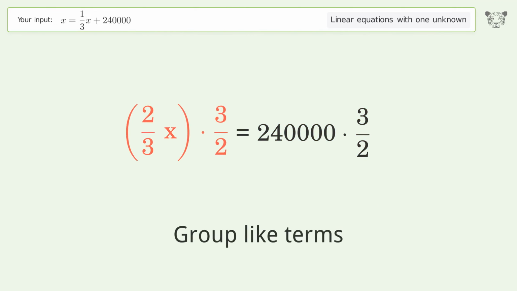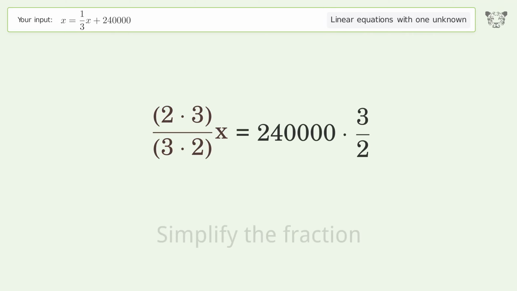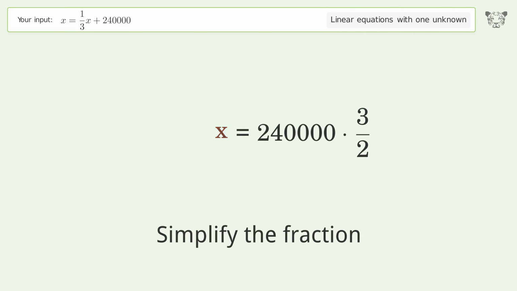Group like terms. Multiply the coefficients. Simplify the fraction. Multiply the fractions. Simplify the arithmetic. And so the final result is x equals 360,000.